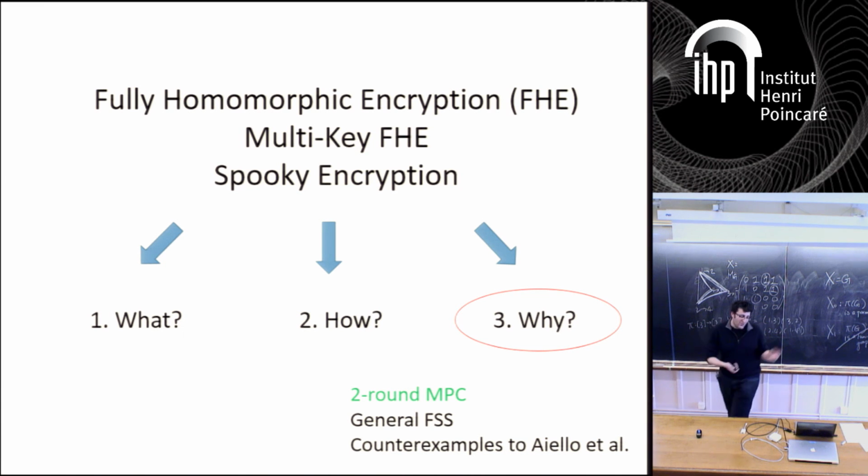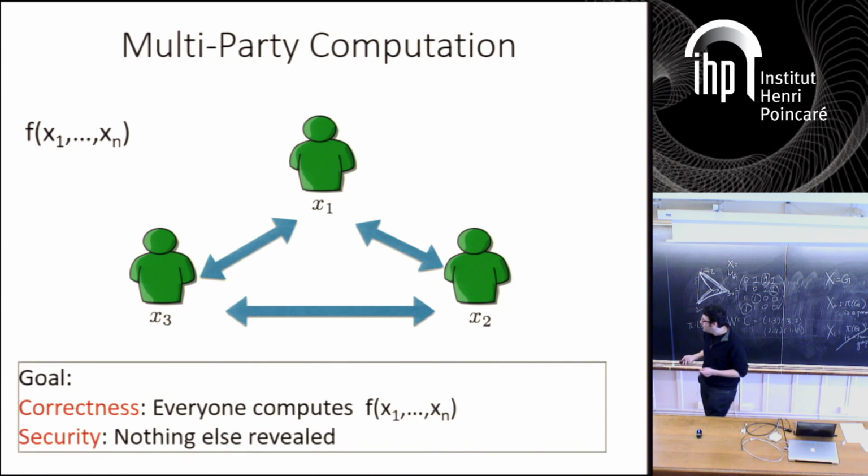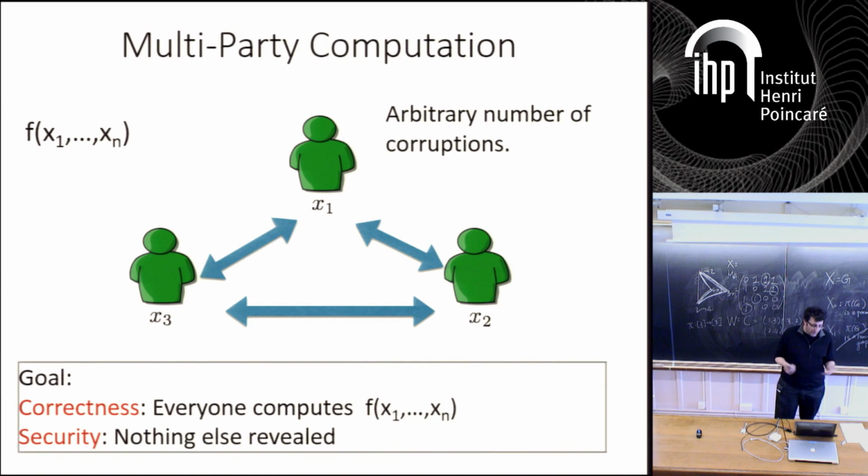Okay. So I'm just very briefly going to tell you about an application to multi-party computation. You already heard about multi-party computation this morning. We have some number of parties. They have inputs x1, x2, x3, and they want to compute some function f of these inputs without revealing the inputs to each other. So we want correctness: everyone should compute the output of this function. And security: nothing else should be revealed. So this party doesn't want x2 to be revealed, and so on.